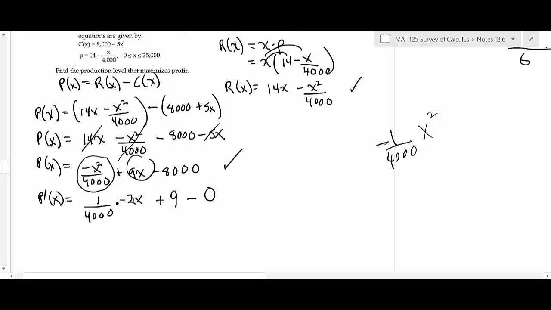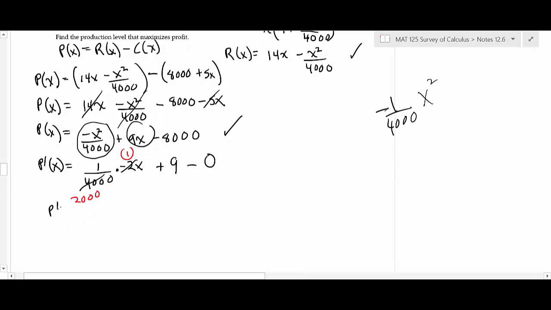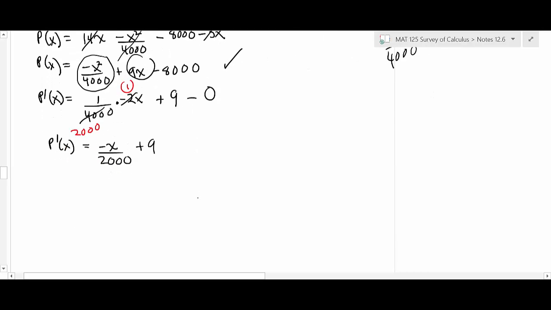Okay, so now you could also simplify this if you want to. You don't have to, but I'm going to go ahead and just reduce that. 2 goes into 2 once. 2 goes into 4,000 2,000 times. Okay, so then I'm going to have P prime of X is equal to, it looks like, negative X over 2,000 plus 9. Now that's what we're going to set equal to 0. We're doing that to find a critical number. So we want to go ahead now and just let that derivative equal 0.